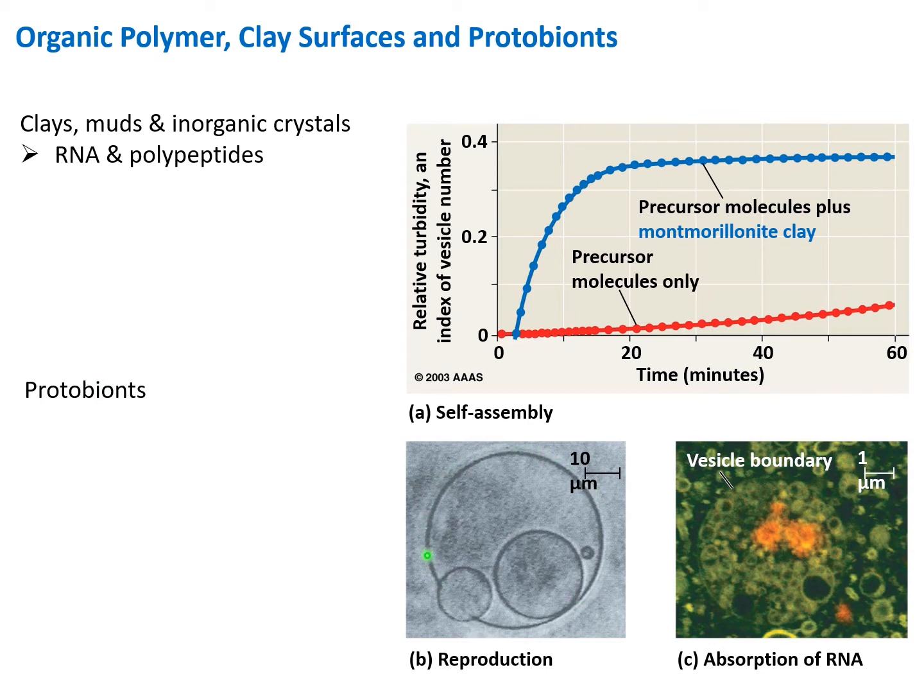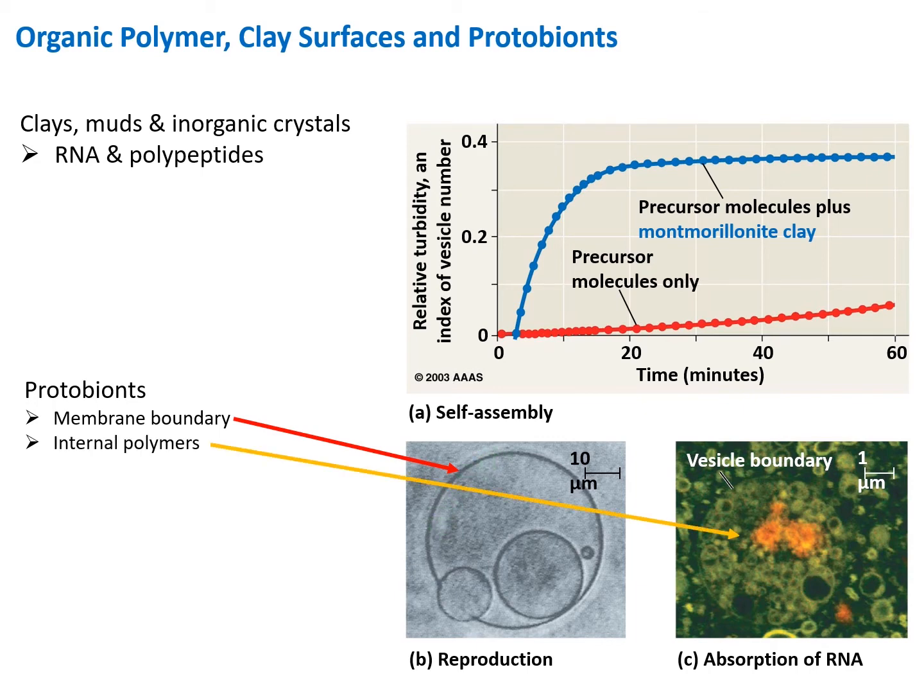So here you can see these protobionts. All right, so here's a large protobiont. If you look on the inside, it looks like they're actually reproducing. So this outer portion of this protobiont, that's the membrane right there. And then the internal, you can actually see some of the polymers inside, or at least, you can pretend. So now we need to talk about some catalytic activity.